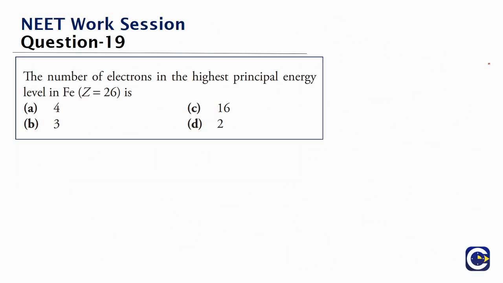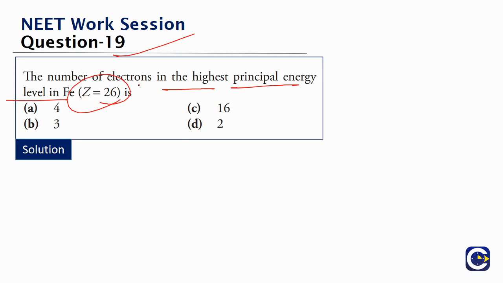This is about, again, quantum numbers. The number of electrons in the highest principal energy level of iron. Iron's atomic number is given as what? 26. So first, to answer these kinds of questions, we must write down the electronic arrangement. For an element with atomic number 26, what will be the electronic configuration? 1s2, 2s2, 2p6, then 3s2, 3p6.